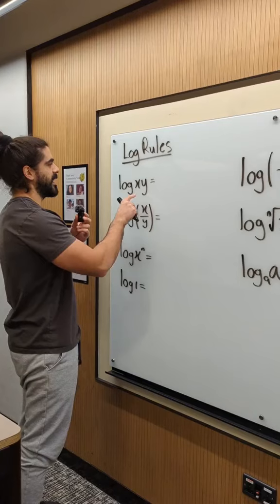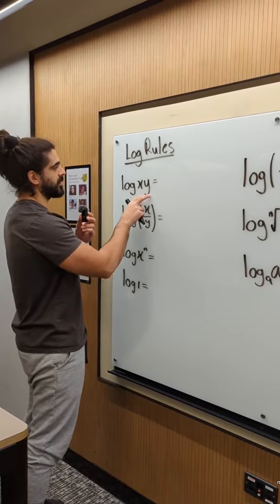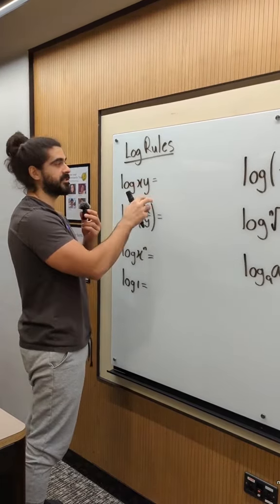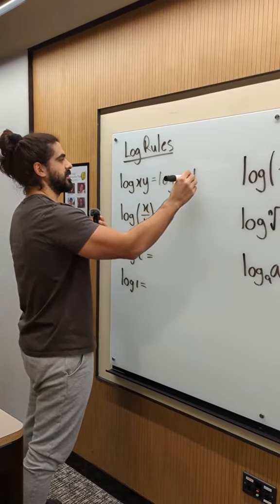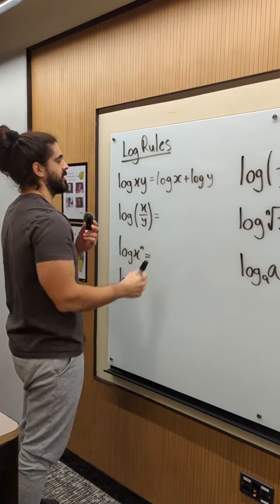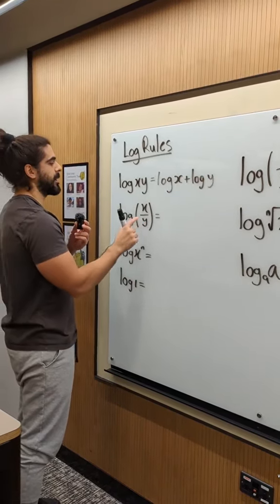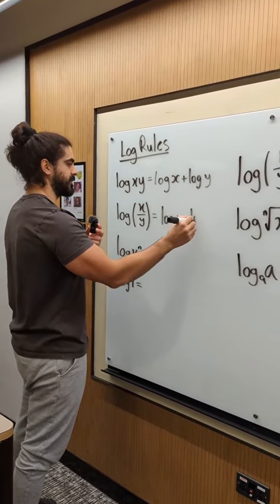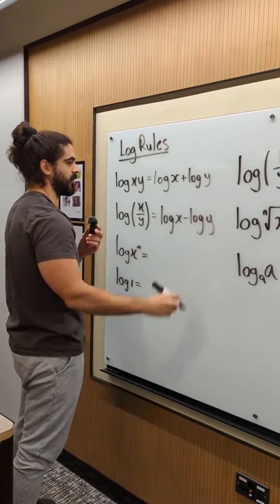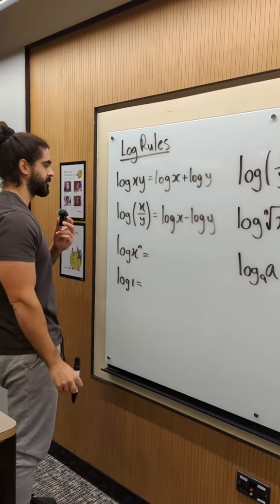So, log of xy. When you multiply two numbers with the same base, you add the powers, innit. So you're going to do log x plus log y. When you divide two numbers with the same base, you subtract the powers. You have to make sure you do the top one minus the bottom one.